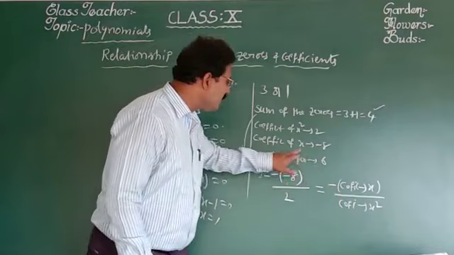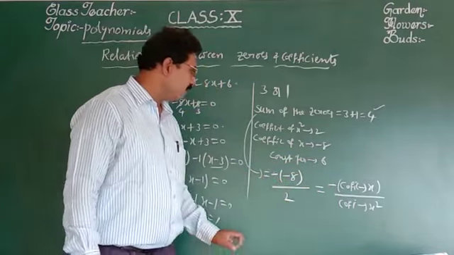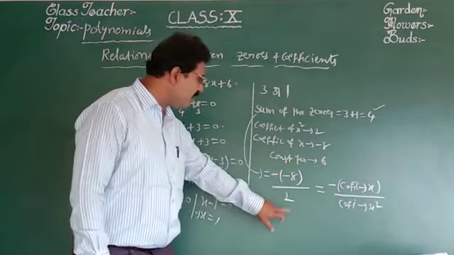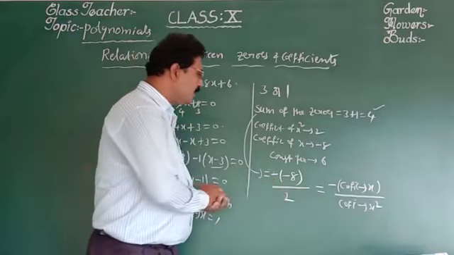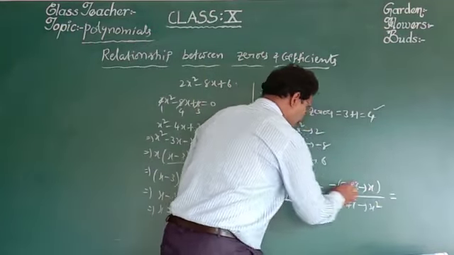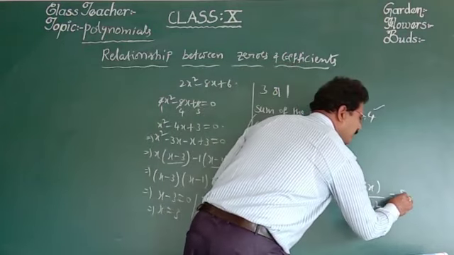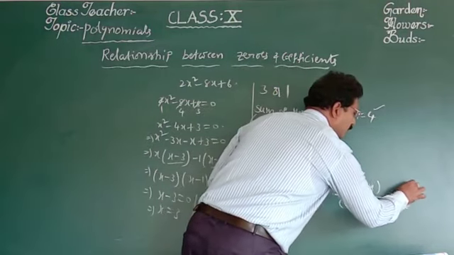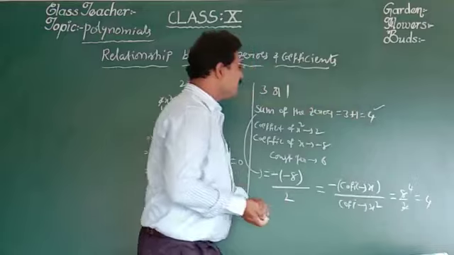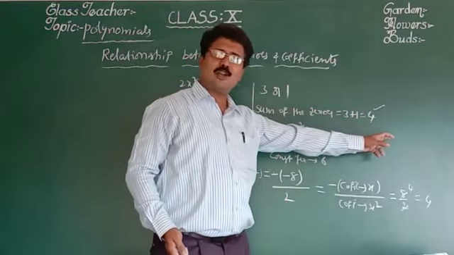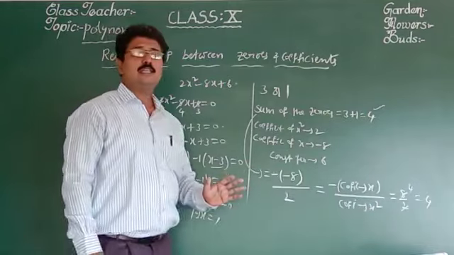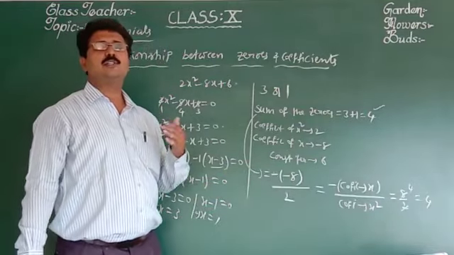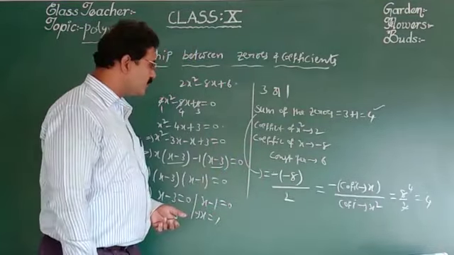What is the coefficient of x? Minus 8. What is the coefficient of x square? 2. That means minus of minus 8 by 2. To simplify, minus of minus 8 is plus 8 by 2, 2 fours are 8. What is your answer? 4. Now the sum of the zeros is 4. Correct or not? Yes, that is correct. So this is the way to represent the relationship between zeros and the coefficients.